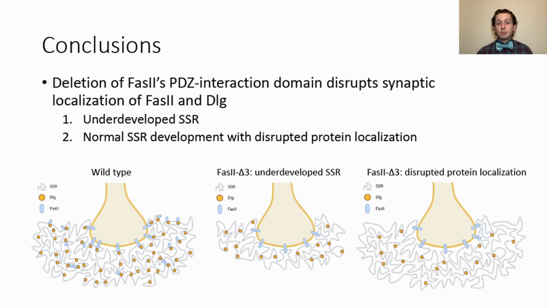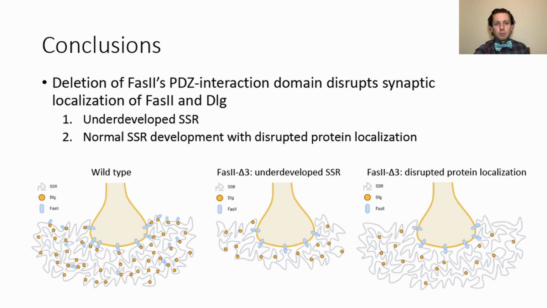Or the second possibility is that these mutant larvae exhibit normal subsynaptic reticulum development, but deletion of Fas2's PDZ interaction domain results in disrupted protein localization of both Fas2 and DLG to it, indicating that Fas2 C-terminus may not have a role in the development of the subsynaptic reticulum. This scenario is shown in the schematic on the far right.